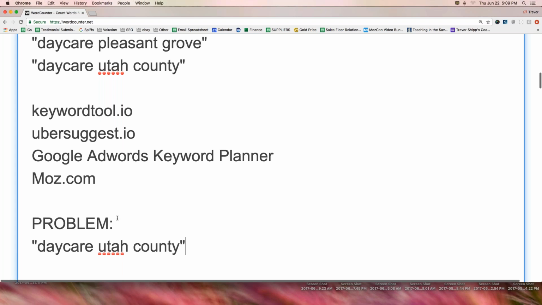So can you guys see the issue at hand here? It's like we're stuck here. We're on our own because the major tools won't give us suggestions for good local keyword phrases. And if you want to market a business on a local level, you're going to have a hard time with that. And guess what, guys?